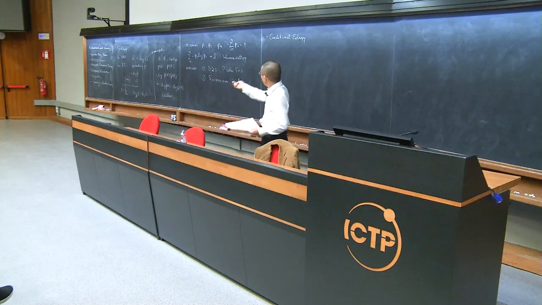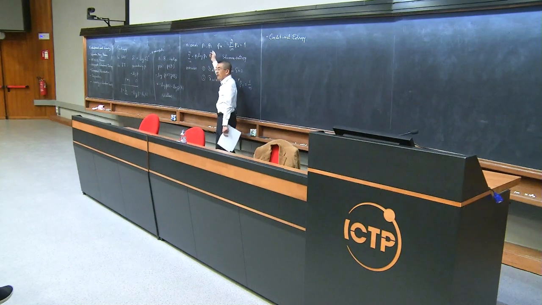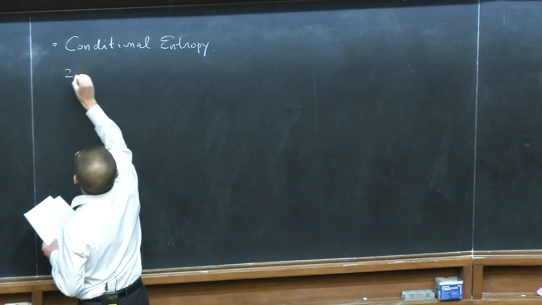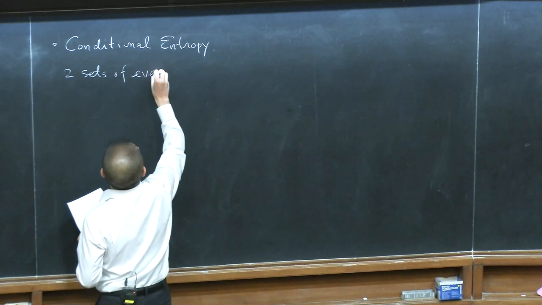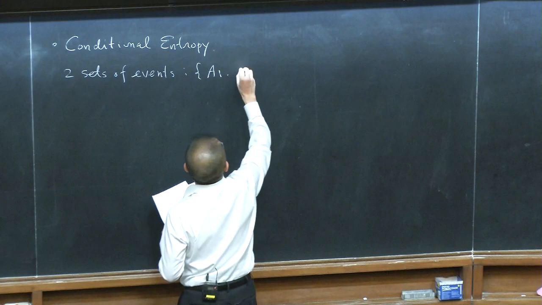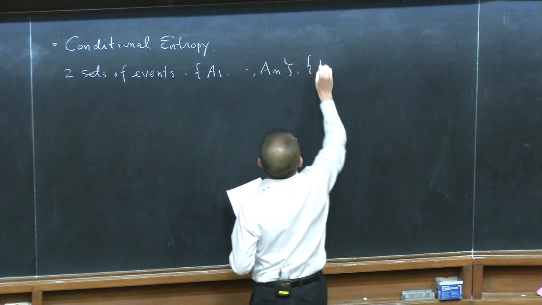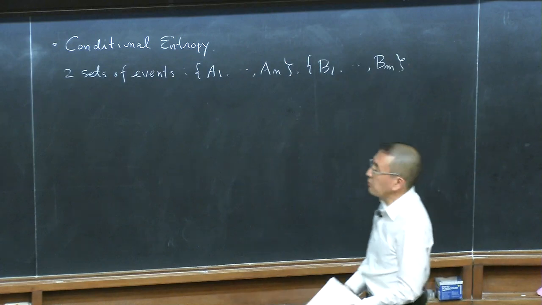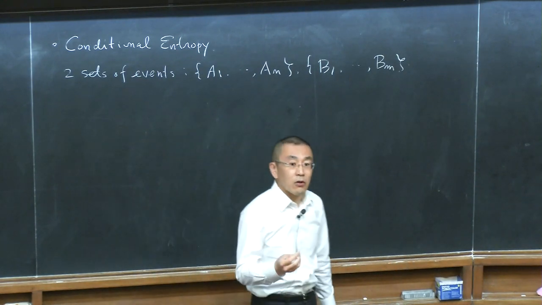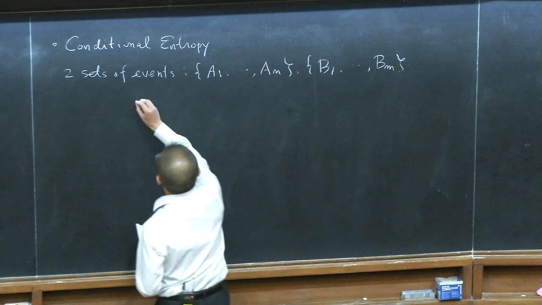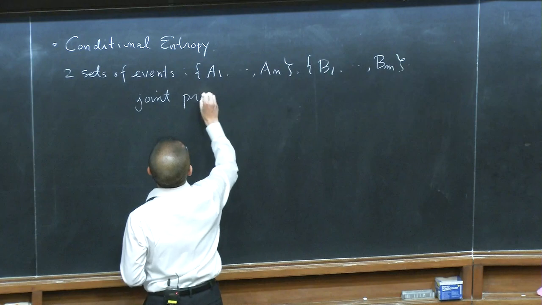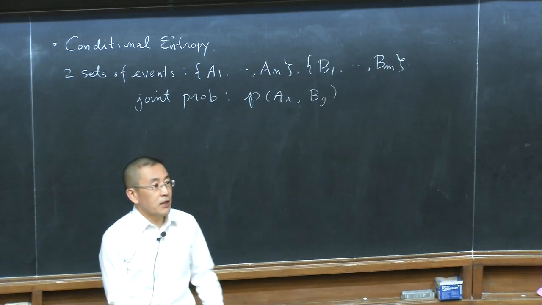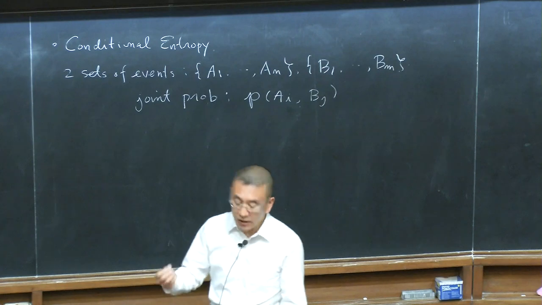Okay, so suppose we have, here I considered one set of events. So you do one experiment to find out whether one of n things happens. So suppose you have two sets of events, A1 to AN, B1 to BM. Suppose you have two sets of events happening, and they are not necessarily independent, so they can be correlated, for example. And so there is a joint probability, which I denote P of A_i B_j. So that is the probability that events A_i and B_j happen simultaneously.